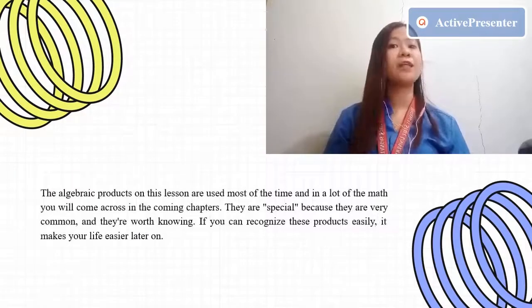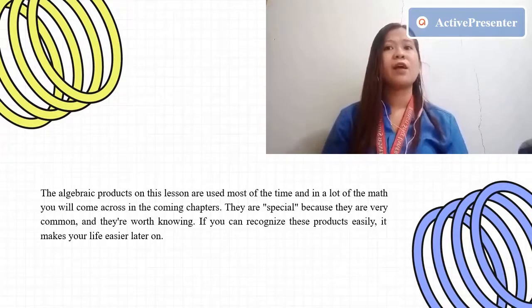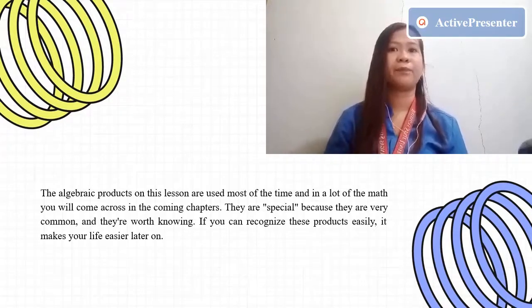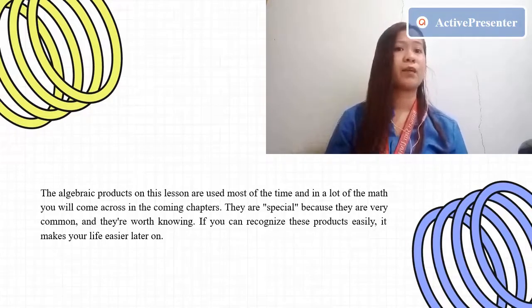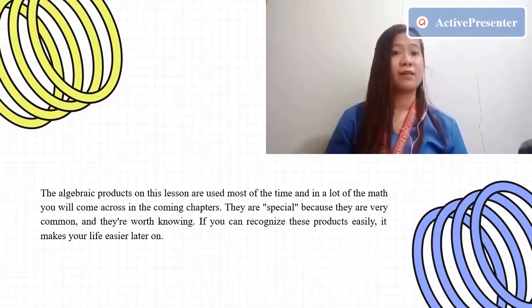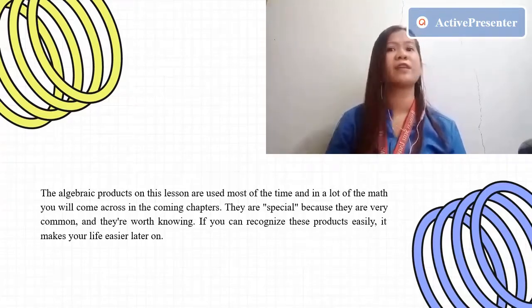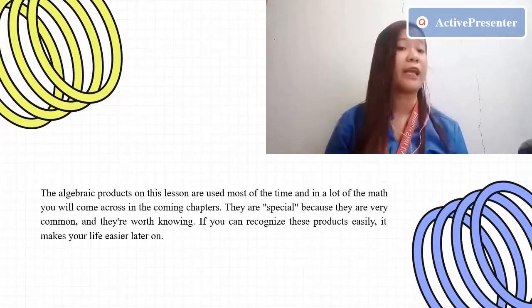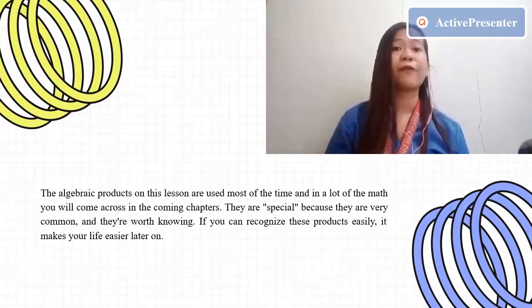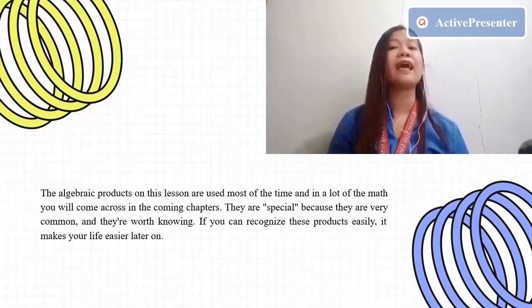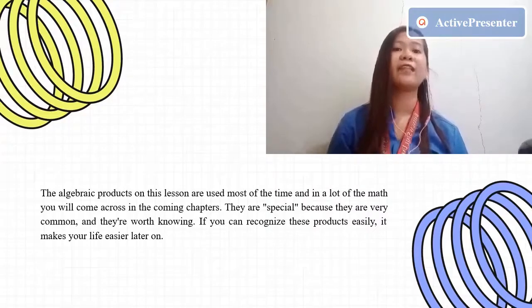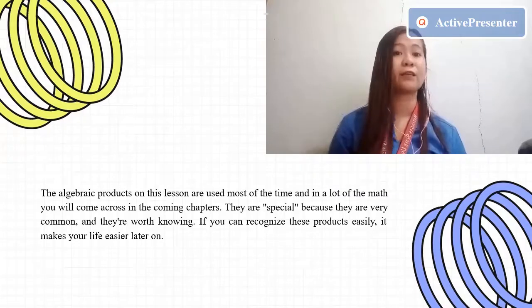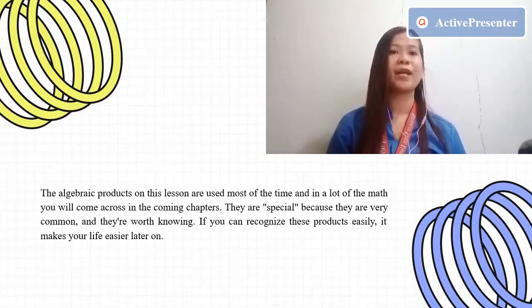Okay? The algebraic products in this lesson are used all the time, a lot in mathematics, and we will be seeing them across coming chapters. They are special because they are very common and they are worth knowing. If you can recognize these products easily, it makes your life easier later on. So let us always know the special products that we have, because if we know them, it will be easier for the next chapter.